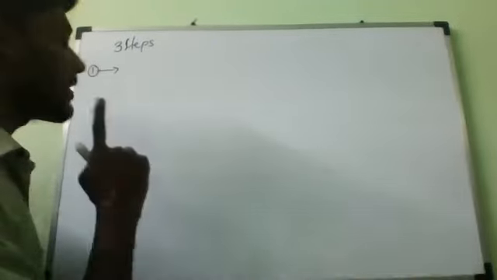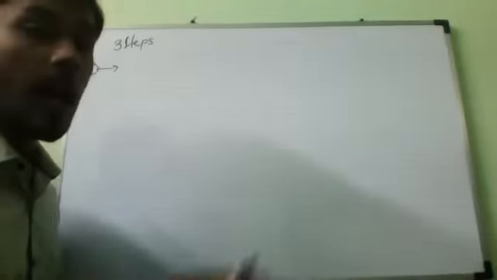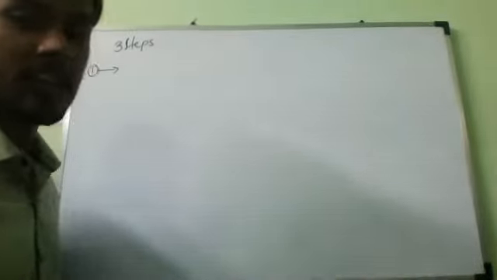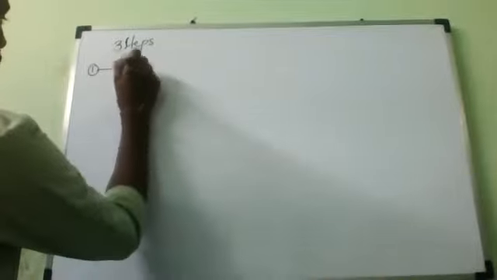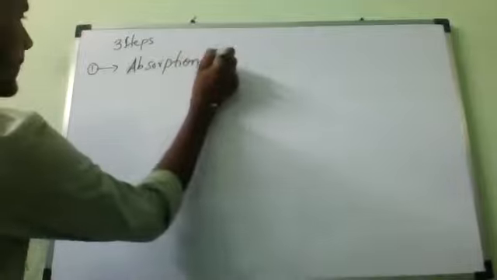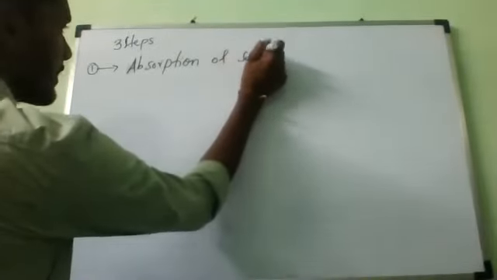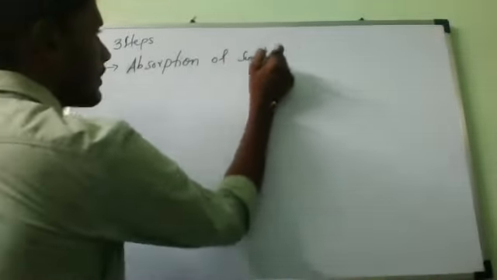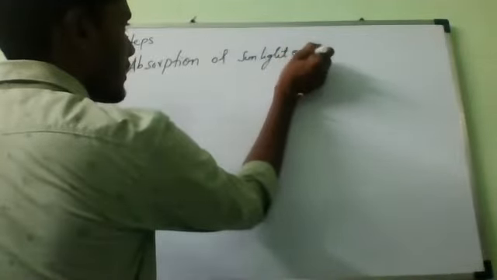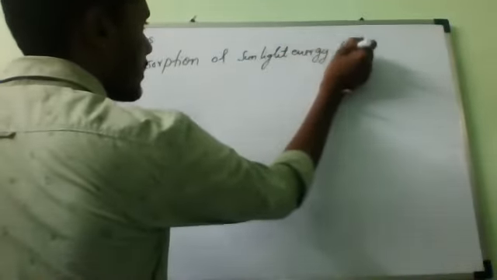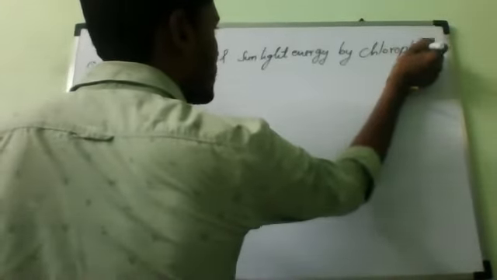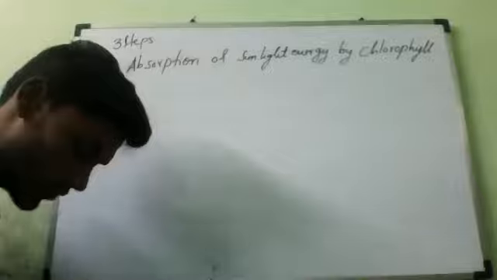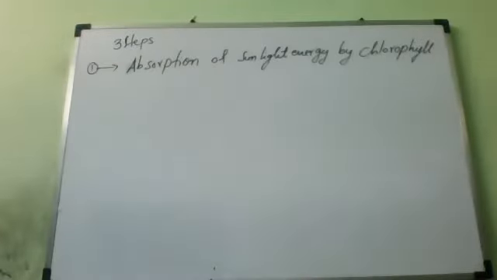So the first step involved in photosynthesis is absorption of sunlight energy by whom? By chlorophyll. Absorption of sunlight energy by chlorophyll. That is the first step. Please, all of you note it down, to understand which step is first.